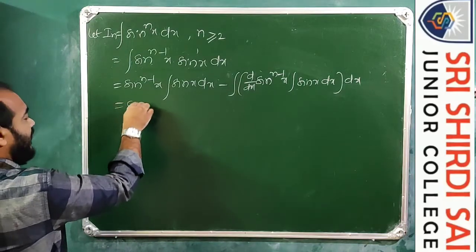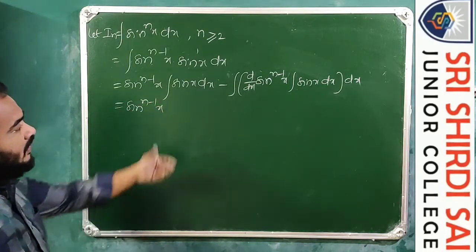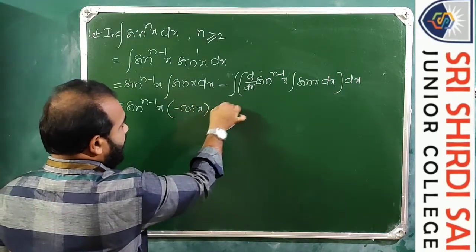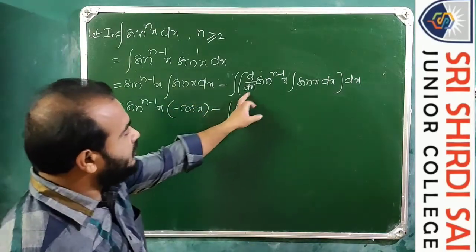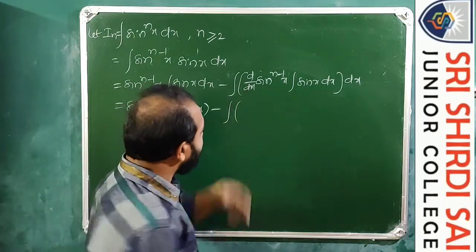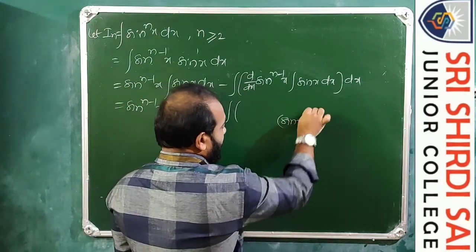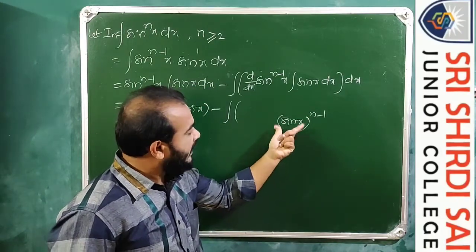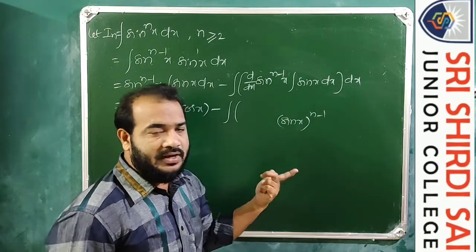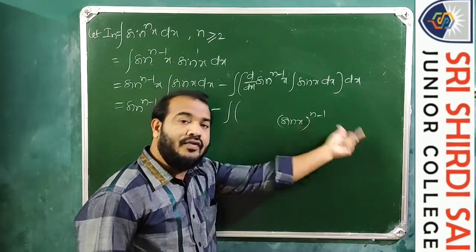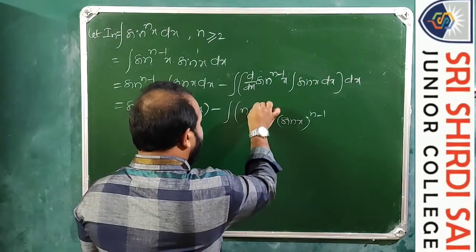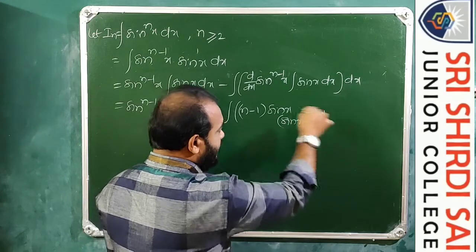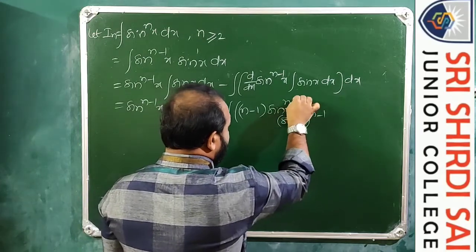So this is equal to sin^(n-1)x times the integral of sin x dx, which is minus cos x, minus the integral of... Now this is d/dx of sin^(n-1)x. That means (sin x)^(n-1). So sin x, let us treat it as x. So x^n is n times x^(n-1), so this power will come forward. That is (n-1) times (sin x)^(n-1-1), so n minus 2.